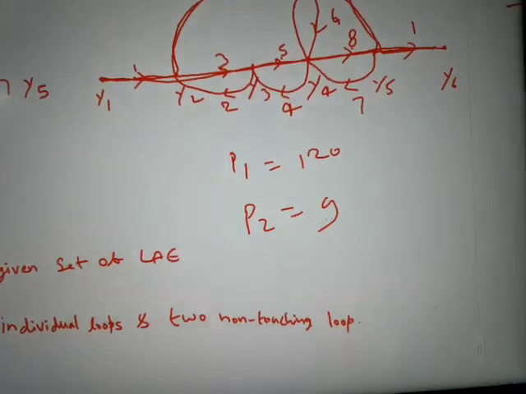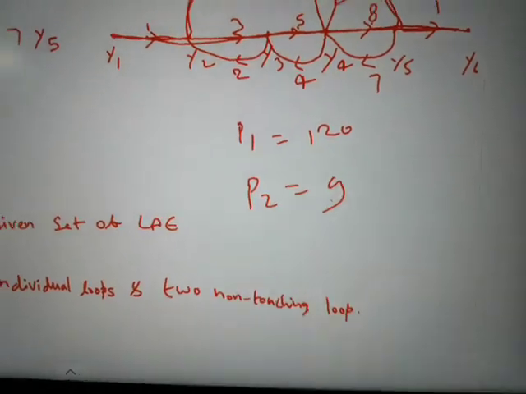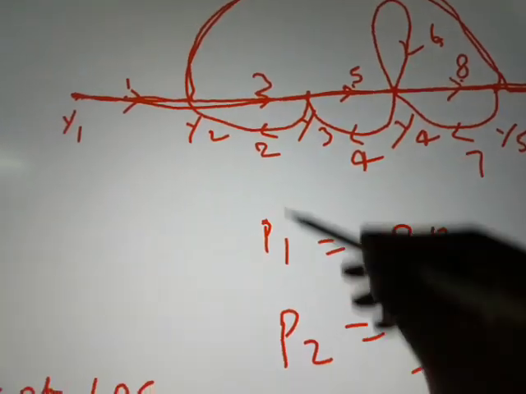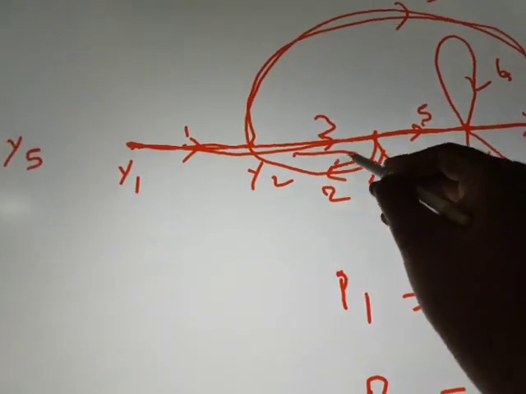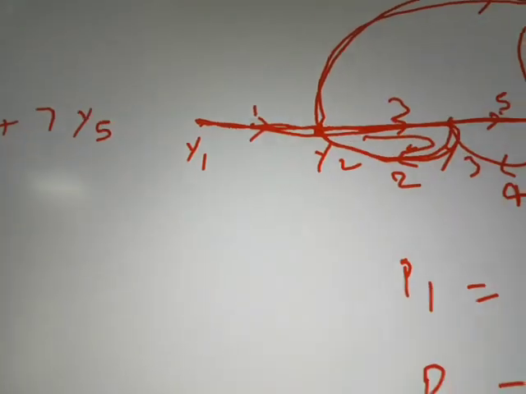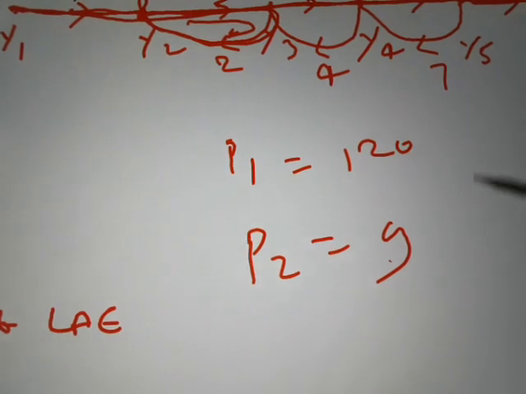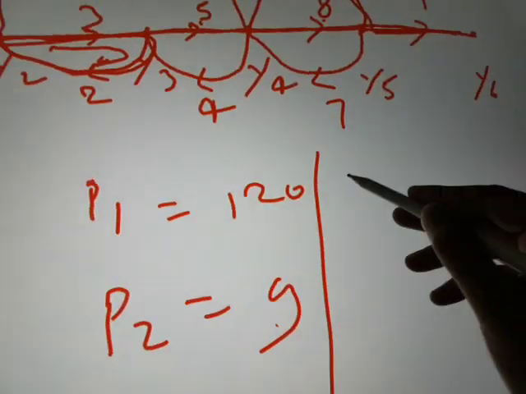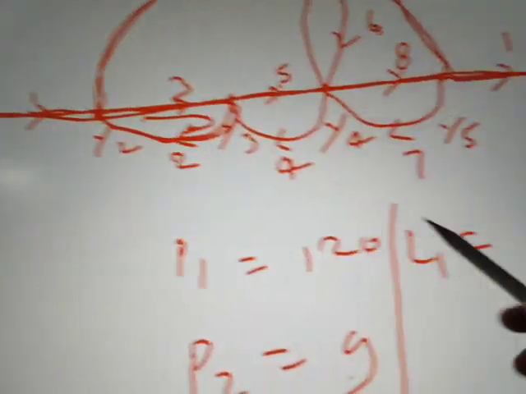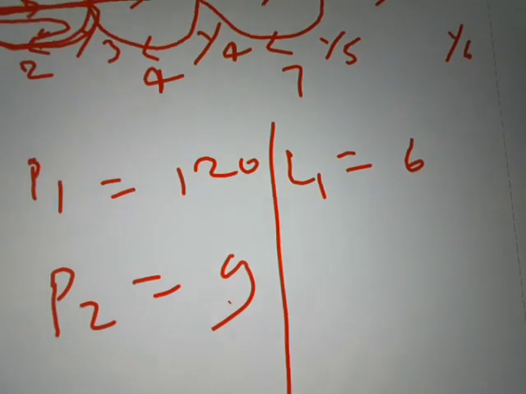Okay, now the individual loops. So already we see that we have 5 loops. So there is one loop. We start from this node and end at this node. Okay, so what is the gain here? Loop gain. So for loop 1, what is the gain here? 3 into 2, so 6. Loop gain will be 6.